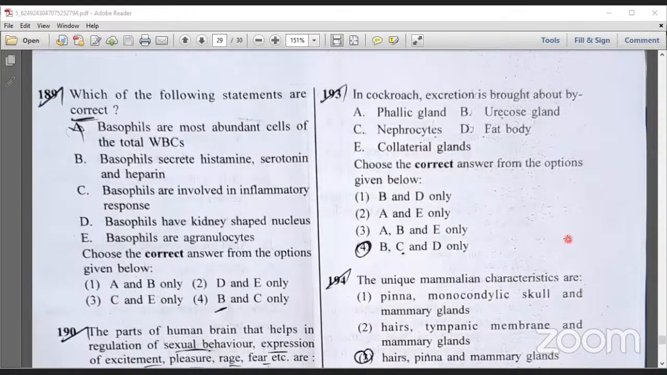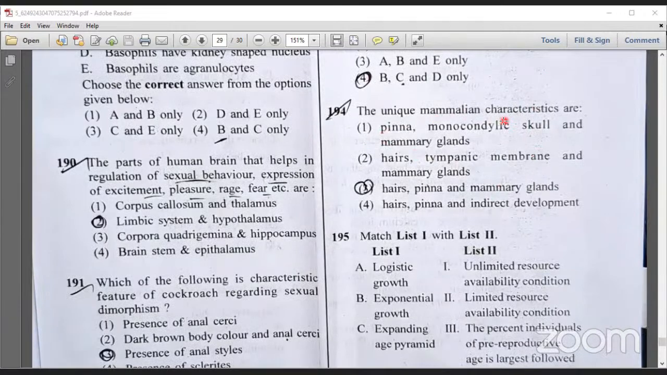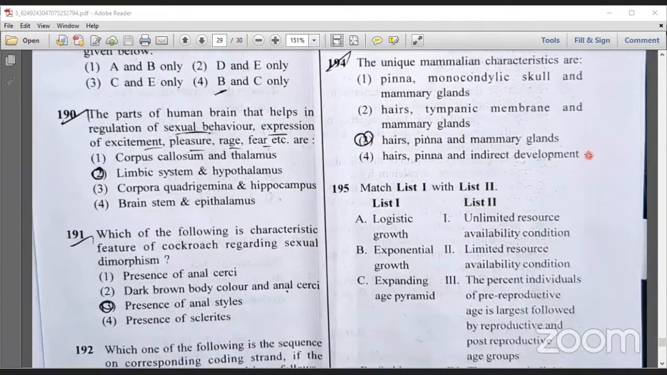193, in cockroach, excretion is brought about by. The organs which play a very important role in excretion are nephrocytes and uricose gland. Like we had a look at this question, right? So uricose gland, nephrocytes and fat body help in excretion. 194, the unique mammalian characteristic features are: they'll have hair throughout their body, pinna will be there and mammary gland will be there.